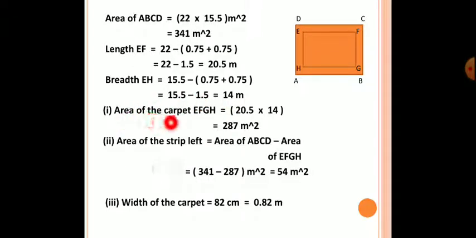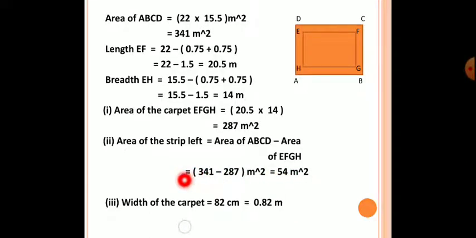Number 1, area of the carpet EFGH. So 20.5 into 14 is 287 meters square. They have also asked us to find number 2, area of the strip left, which is area of ABCD minus area of EFGH. So just subtract 341 minus 287, which is equal to 54 meters square.